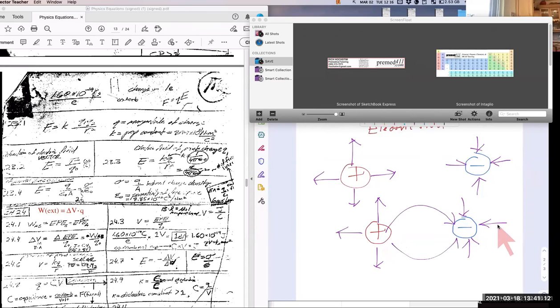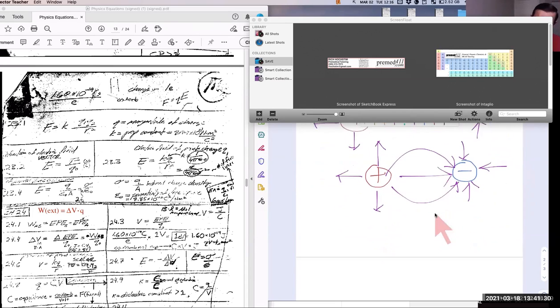So that's what you get when you put the two together. If we put a test charge, a small positive charge here, it would follow this path. That's what the electric field line is, that path it follows.